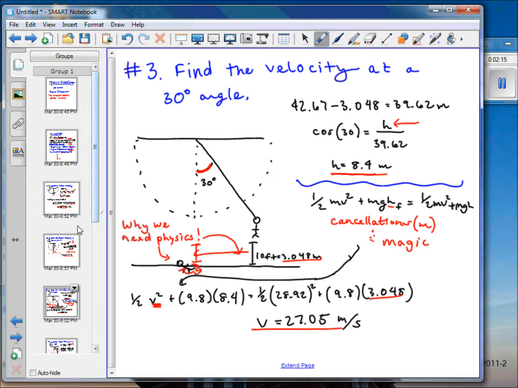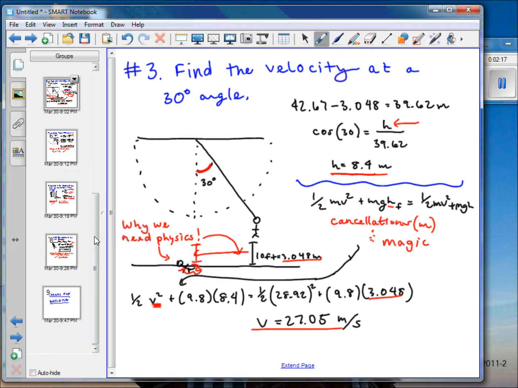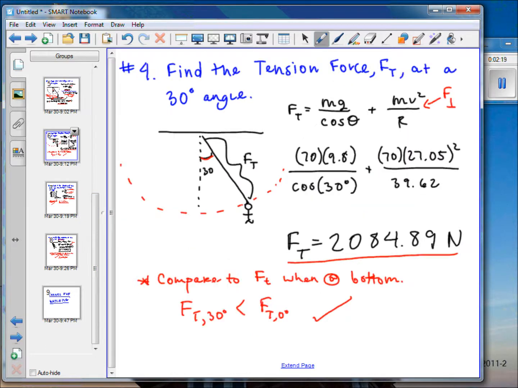Next, we are going to look at the tension force when this guy's at a 30-degree angle. So how tight is that rope when he's at a 30-degree angle from the vertical? To do this, we're again going to use this F perpendicular and then add it to mg over cosine theta. So that again takes into account this angle and then the force of gravity. And then when we plug that in, we get 2,084.89 newtons.